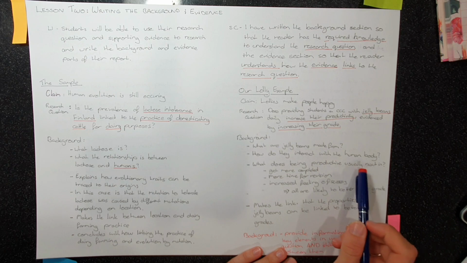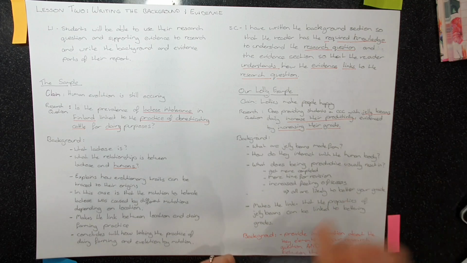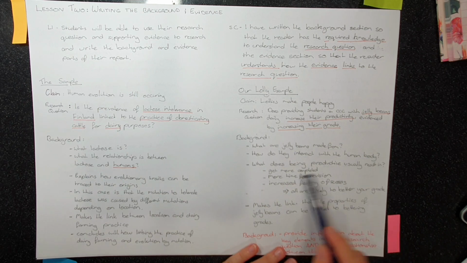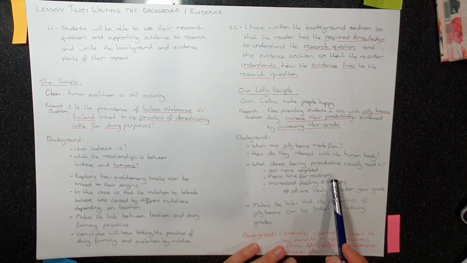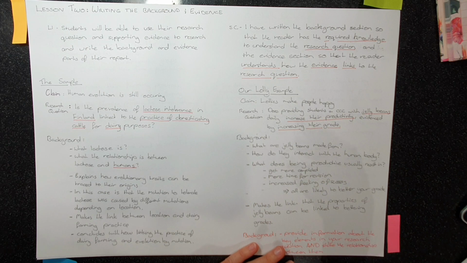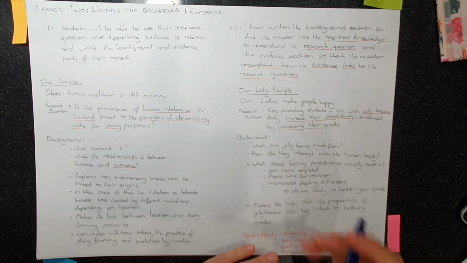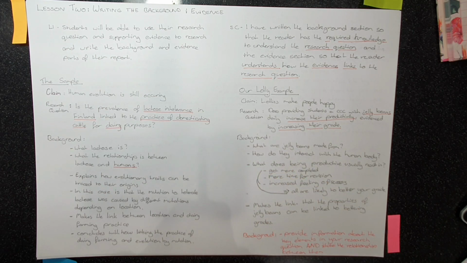So what does being productive usually result in? And I've missed the L. Usually result in. What it results in is usually you can get more completed, more time, which might mean more time for revision, and therefore an increased feeling of success. Now this line here typically links back into the claim, because success will likely lead to happiness. All of these three things are also likely to result in increasing your grade.